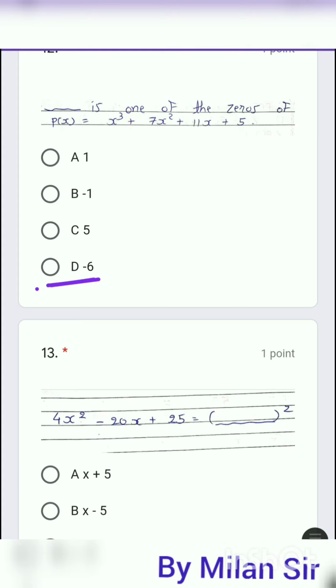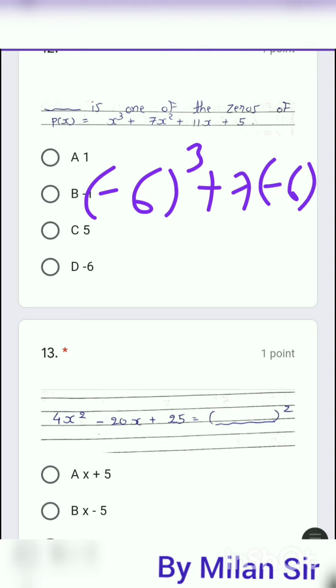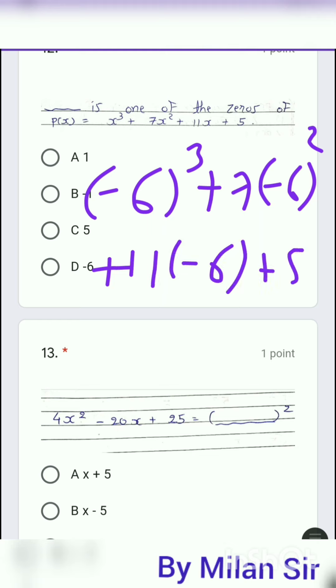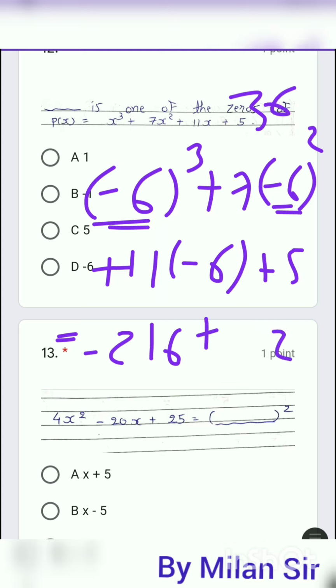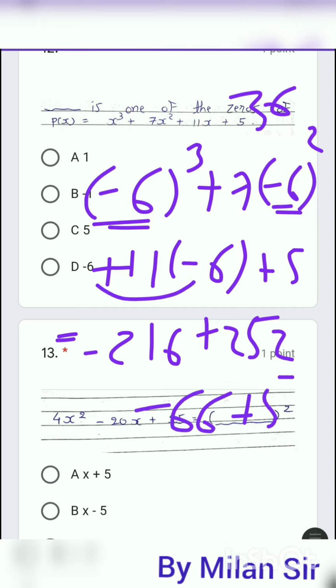So after that, check the minus 6. So minus 6 all cube plus 7 into minus 6 all square plus 11 into minus 6 plus 5. So minus 6 all cube, 6 cube is 216 with a negative sign. Here 6 square is 36, 36 into 7, 7 6s are 42, 7 3s are 21 plus 4 is 25, and here 11 6s are 66 plus minus minus and plus 5.